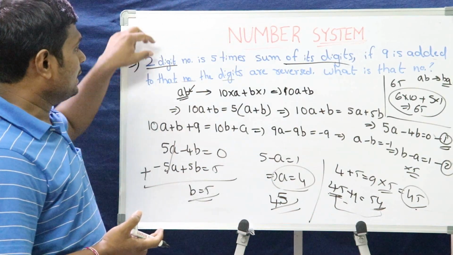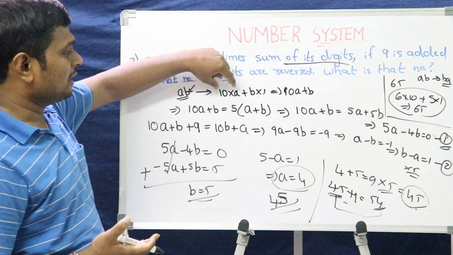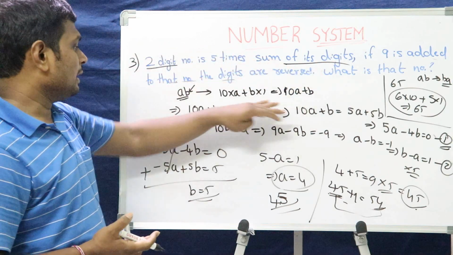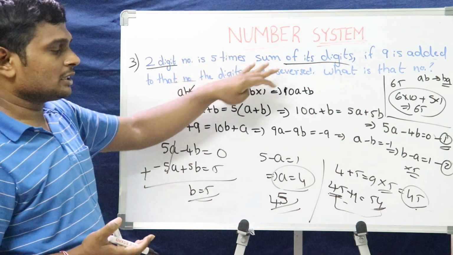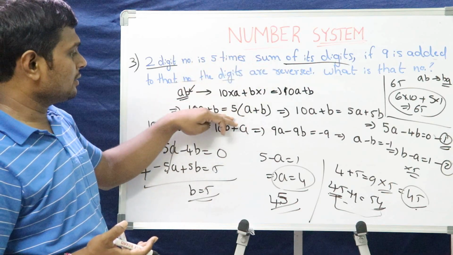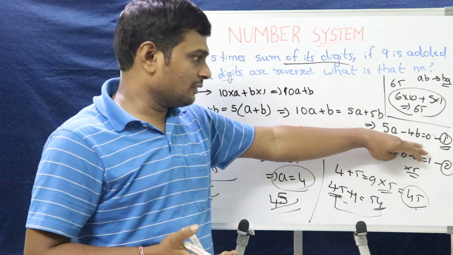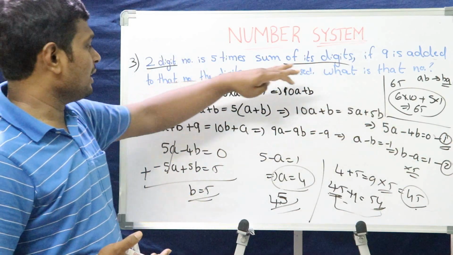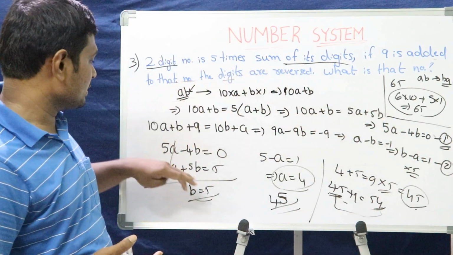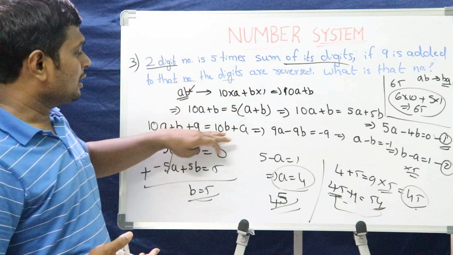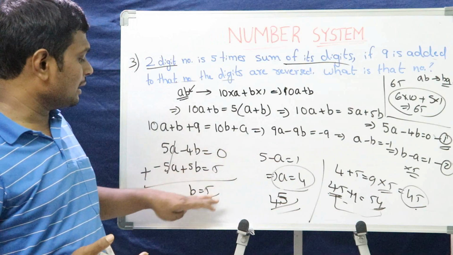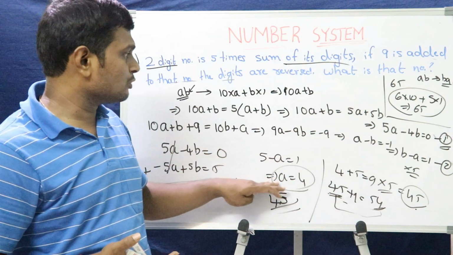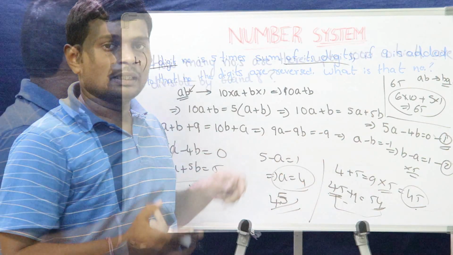What we have done: the two-digit number can be written in the form of 10A plus B. The first statement is, the two-digit number is 5 times the sum of its digits. So I did this one and we got the first equation. The second statement is, if you add 9 to that number, the digits are reversed. So I added 9, and the digits are reversed. So this is the second equation. We solved these equations and got the value of B as 5, A as 4. The number is 45.